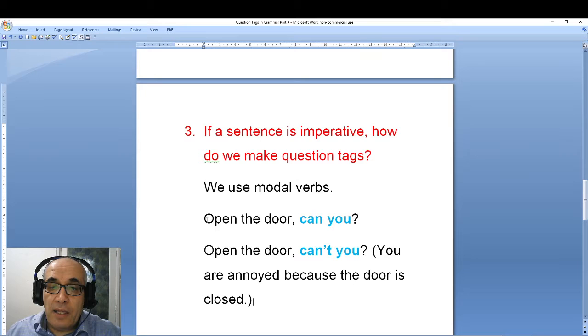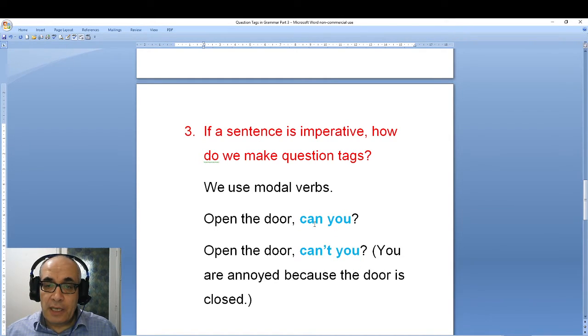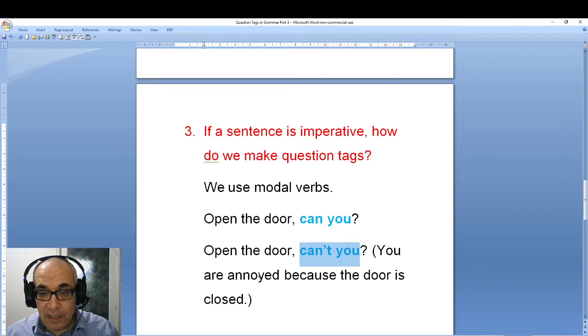So this is different. If you say open the door and the sentence is an order, the sentence is imperative, after the sentence, which is an order, I can use positive or I can use negative. If you say to someone, open the door, can you? It means you're asking the person to open the door for you. But if you say, can't you? It means you are angry because the door is closed. So the meaning is different. Only in this situation, if the sentence is an order, the question tag can be positive or can be negative. If the question tag is positive, the meaning is please do this. If the question tag is negative, it means you are angry because the door is closed.